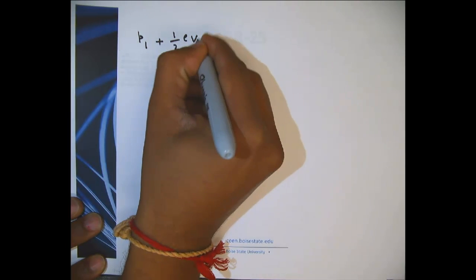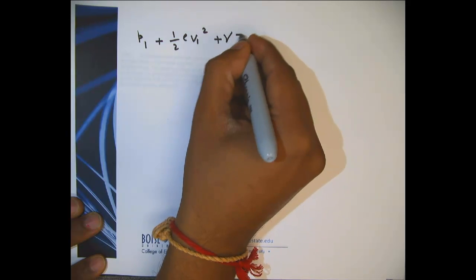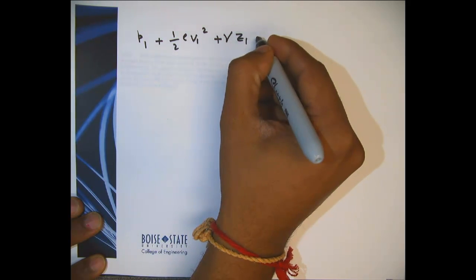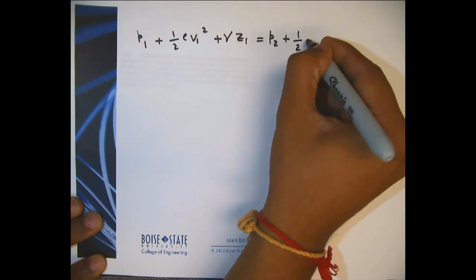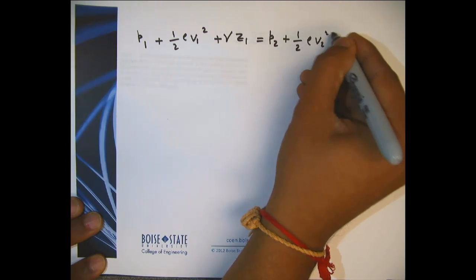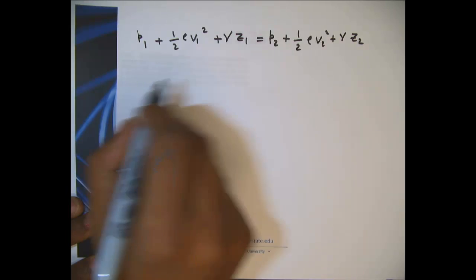So if I do that, I can write P1 plus half rho V1 squared, where rho is the density of air, plus gamma Z1, where gamma is for air, which you can determine. Even though you don't know the gamma at this point, it will go away, and we'll see why that is.